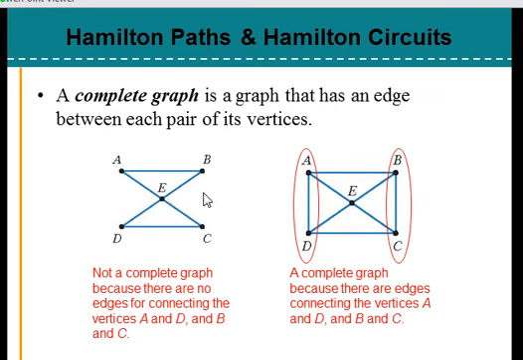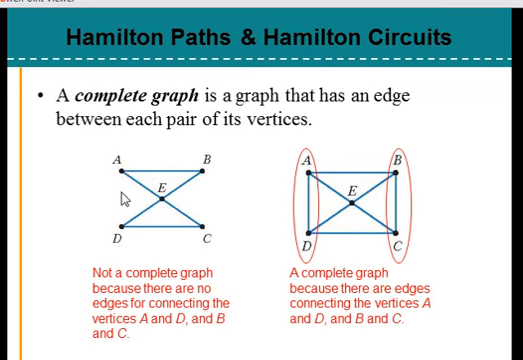This graph on the left is not a complete graph. We don't have an edge between A and D, and we don't have an edge between B and C. For a complete graph, you have to have an edge between all your vertices. We got an edge between D and C, between A and B, between D and E, and between E and B. We got an edge between A and E, and an edge between E and C. But we don't have an edge between A and D and B and C.